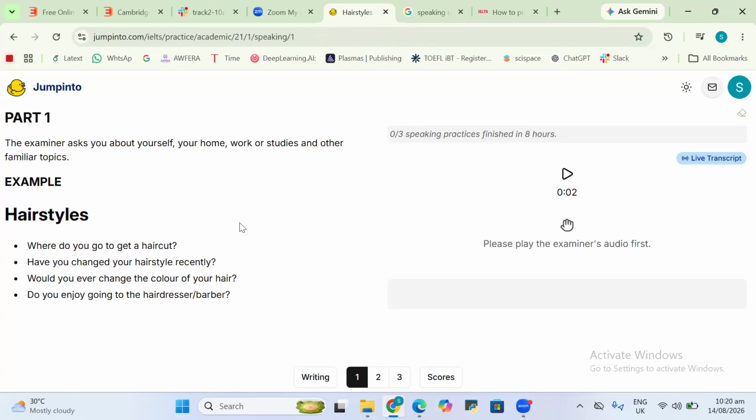So in part one, the examiner asks you about yourself, your home, work, studies, or other familiar topics. An example is hairstyle. That is a common topic. So the first question is, where do you go to get a haircut? Who would like to answer this question? Okay, sir Osama, you can start your answer.